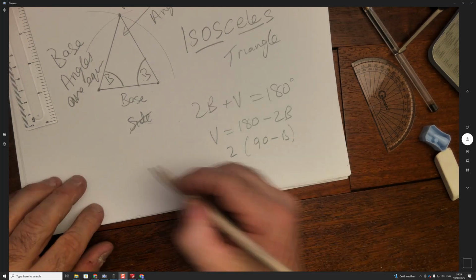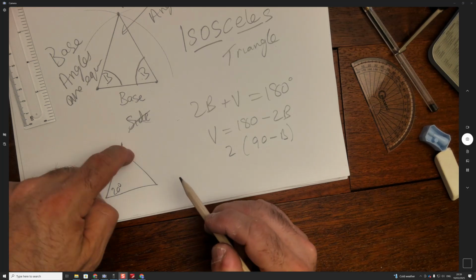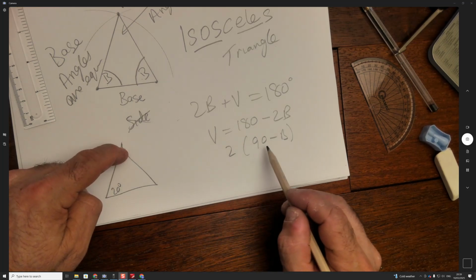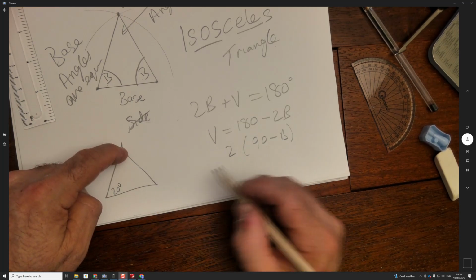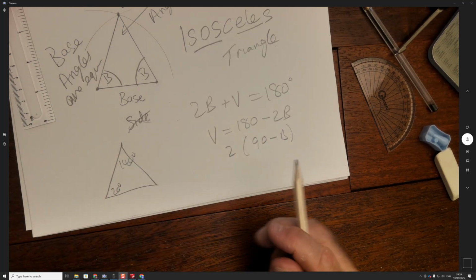Okay, so if you have a base of 20 degrees and you have to find this angle, you'd go 90 take away 20 is 70, double it is 140. So I've drawn that all wrong, but that would be 140. I didn't draw that to scale at all.